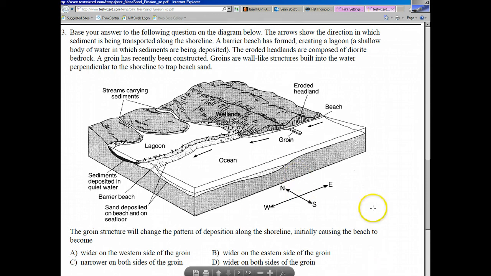So the answer would be letter B, wider on the eastern side of the groin, because your longshore drift is going this way. The sand gets picked up over here, hits the groin and gets deposited. It would be deposited on the eastern side of the groin. We'd have erosion occurring over here, and since there are no more groins, you wouldn't have that depositional pattern anywhere other than on the east side of that groin.